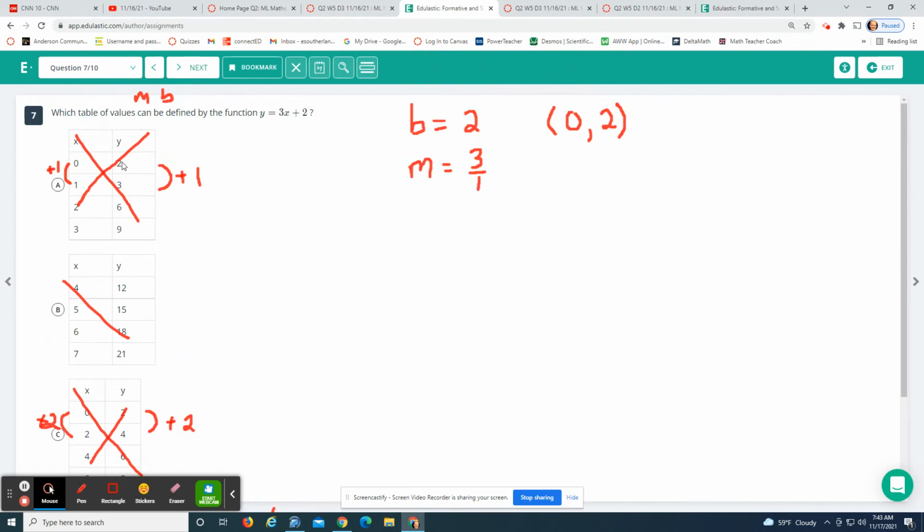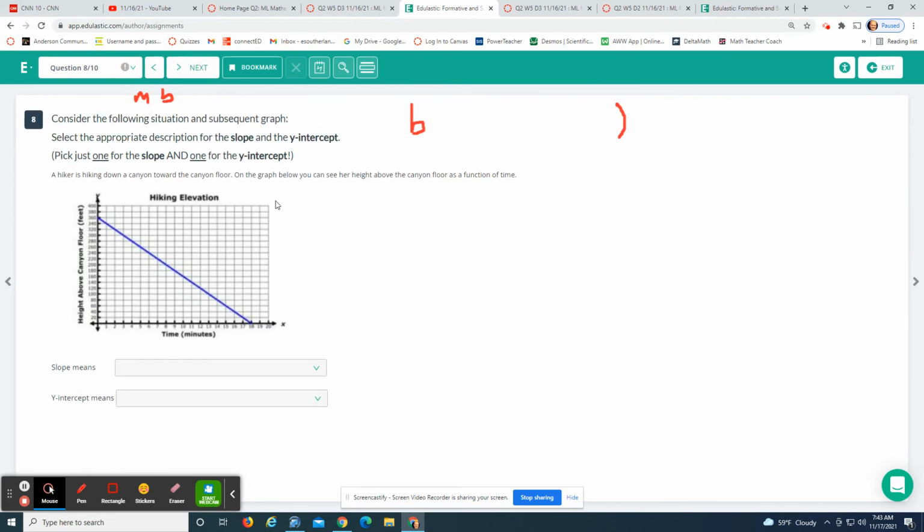Now, if we look at the next image, for this one, it says a hiker is hiking down a canyon toward the canyon floor. On the graph below, you can see her height above the canyon floor as a function of time. It says select the meaning of slope. It says slope means, and then you see a drop down box. It says slope represents the feet per minute the hiker is going down into the canyon. Slope represents the starting height of the hiker. Slope represents the minute per feet the hiker is going down into the canyon.